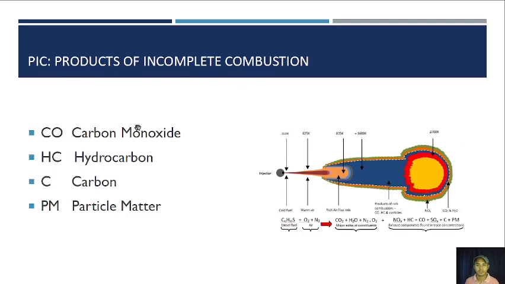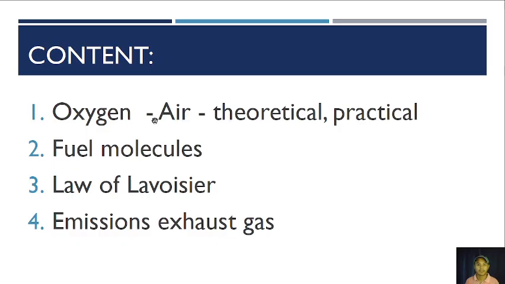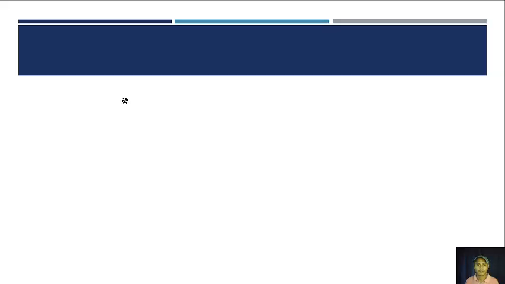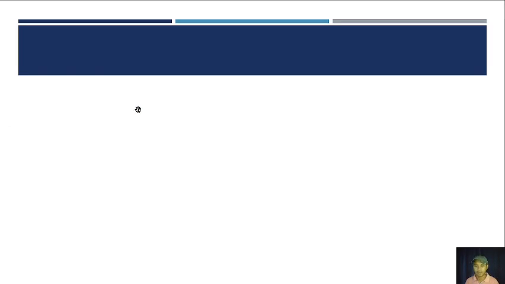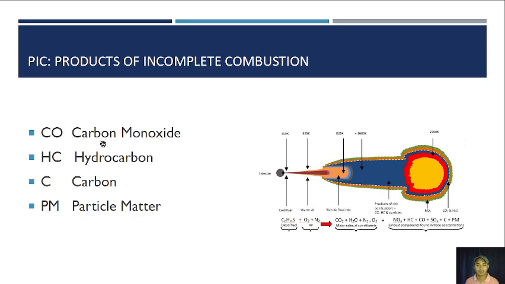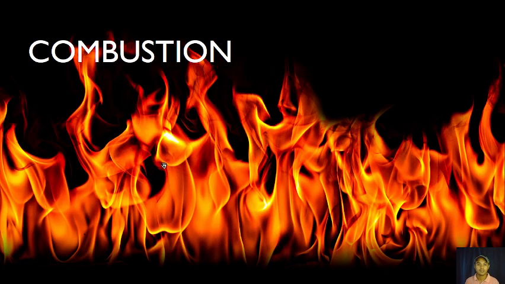So products of incomplete combustion: we have carbon monoxide, hydrocarbon, carbon, and particulate matter. So that's it for combustion. The last part is the products of incomplete combustion. It is better to have a complete combustion to prevent or lower these byproducts, which are very detrimental in our greenhouse gas emission and to our environment. So that's it for combustion.